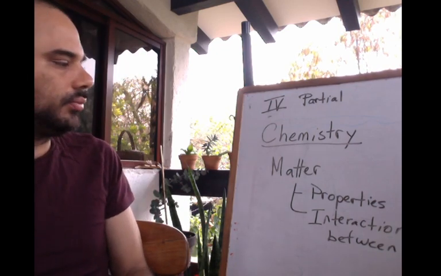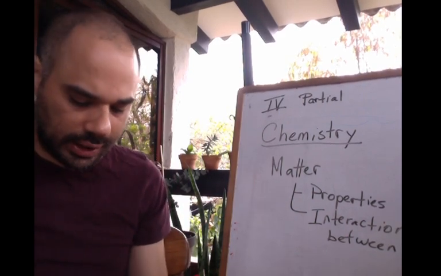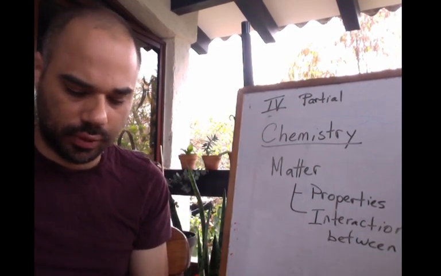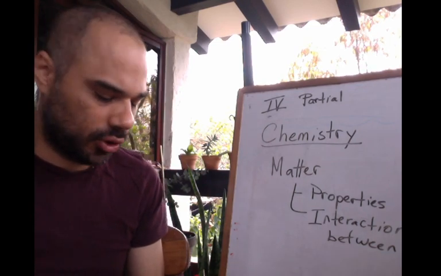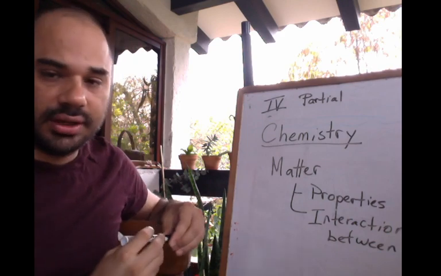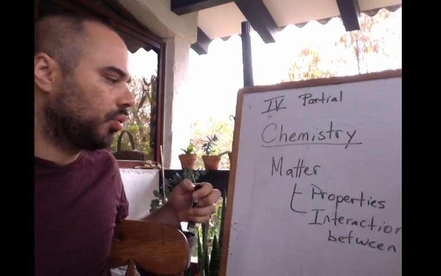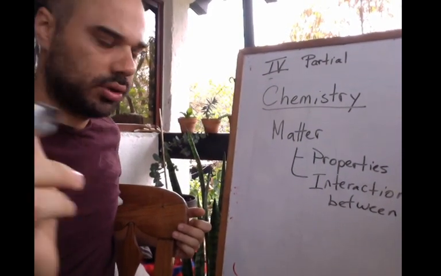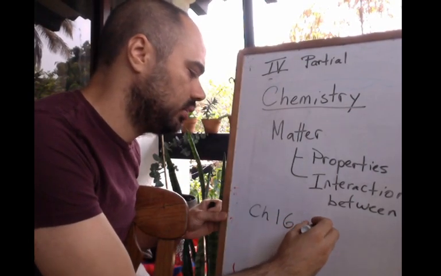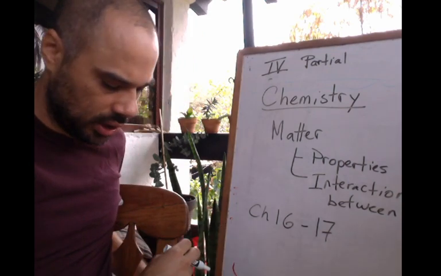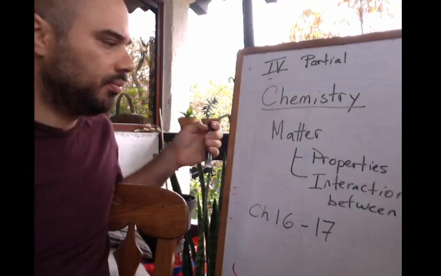I assume that you already read the homeworks, which is from the structure of matter to metals and nonmetals. That is chapter 16 and chapter 17. This is going to be your first quiz. I'm going to make your first quiz of chapter 16 and chapter 17, which is the structure of matter, metals, and nonmetals. Okay, so let's begin.